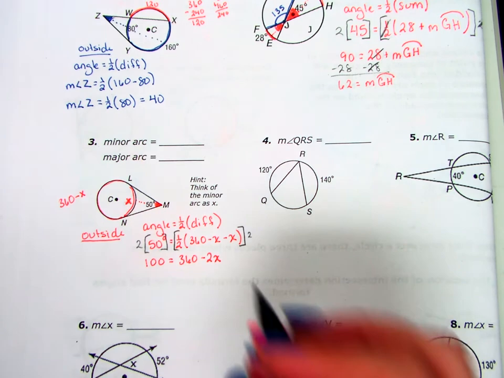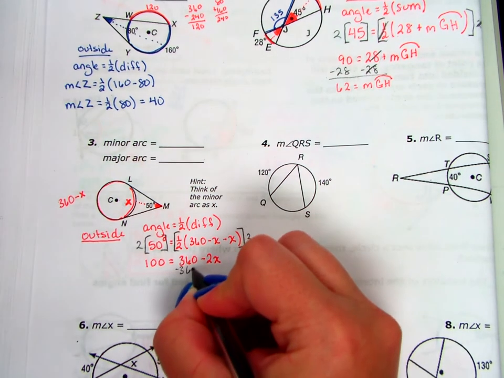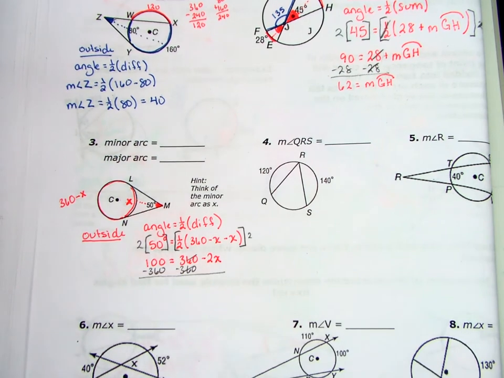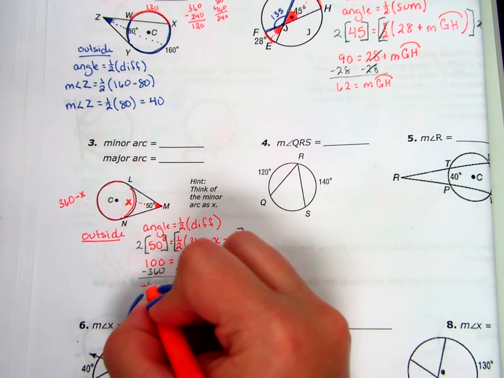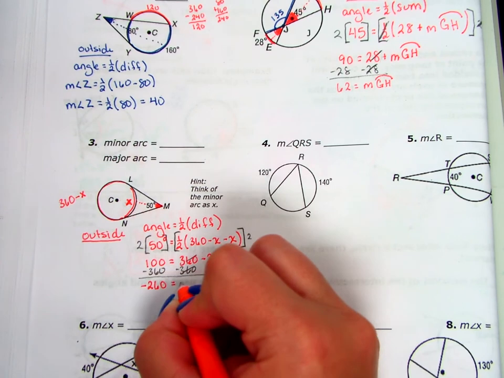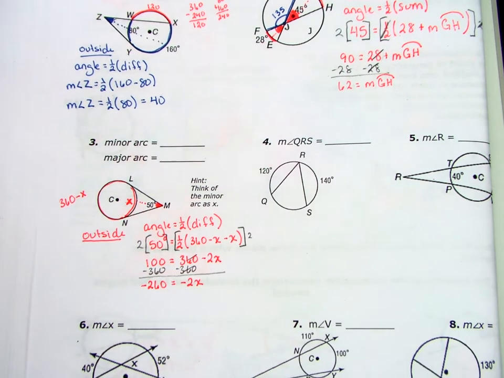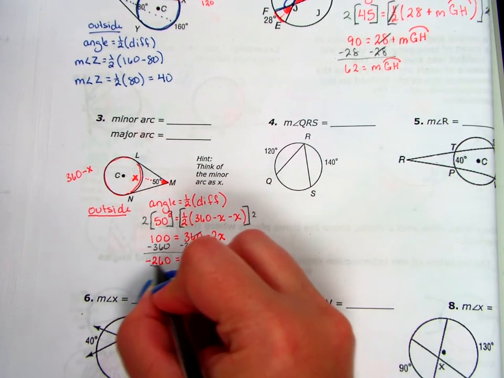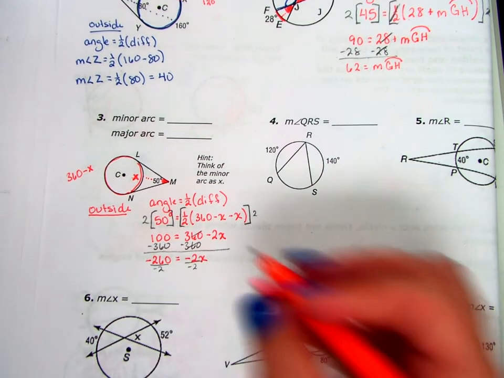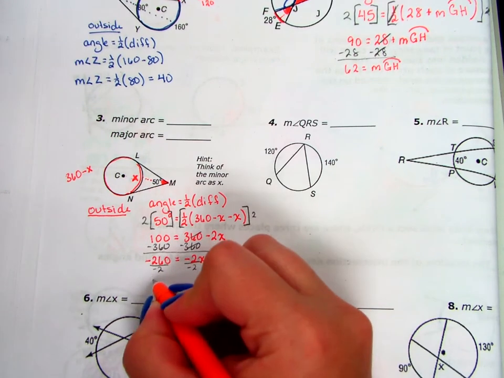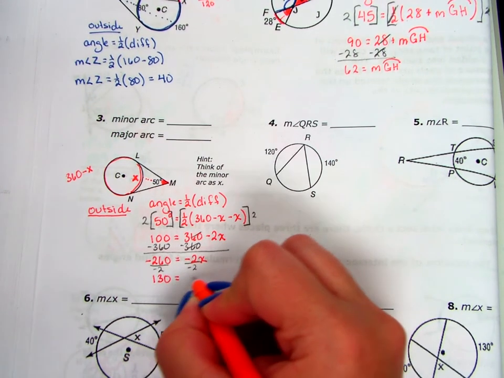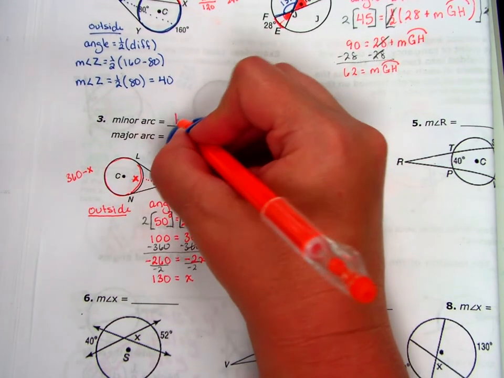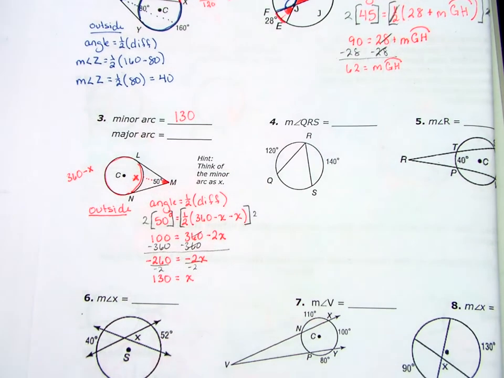What should I do first? Okay, let's subtract 360. That's going to give me negative 260 equals negative 2x. Then what? Divide by negative 2. And x equals positive, because negative over negative, 130. So x is 130. That's my minor arc.